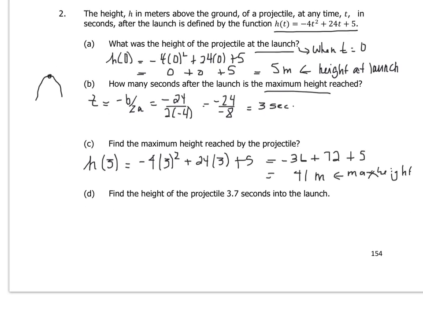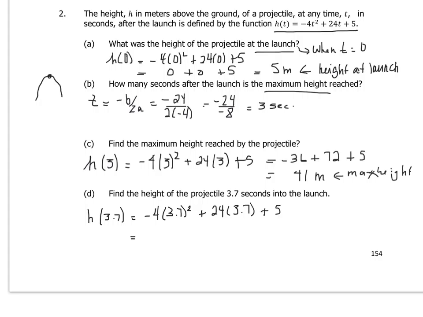Question D, find the height of the projectile 3.7 seconds into the launch. So that would mean to just take the equation for height and plug in 3.7 for the t value, the time. So it'd be negative 4 times 3.7 squared plus 24 times 3.7 plus 5.